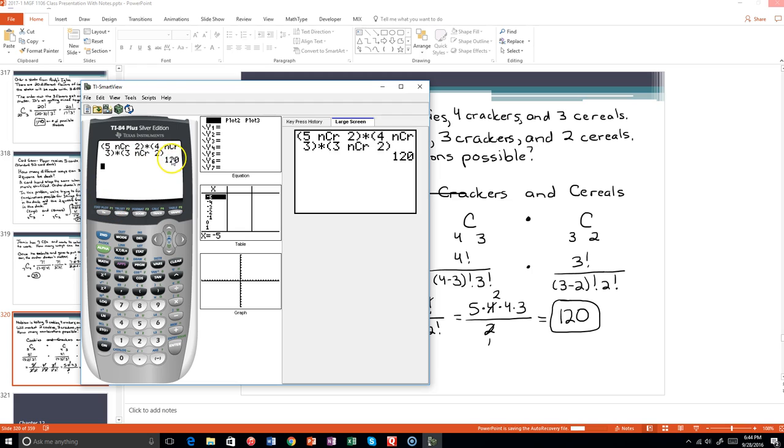So there you go. You get 120 different ways that Nabisco can put their marketing campaign together when you're looking at combinations of all of those.